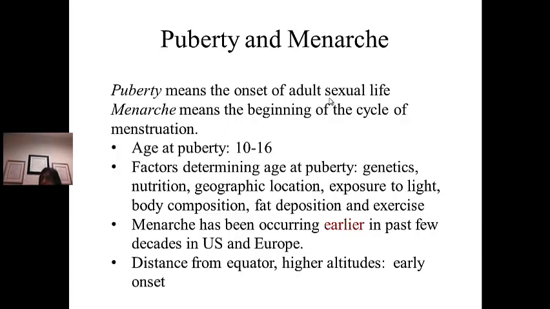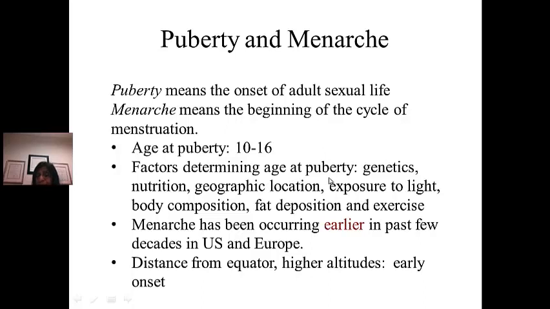Puberty is the beginning of the reproductive life. Menarche is the beginning of the cycle of menstruation. It happens a little earlier in females than in males. 10 to 16 years of age is when it occurs. It is becoming earlier and earlier than a few decades ago.